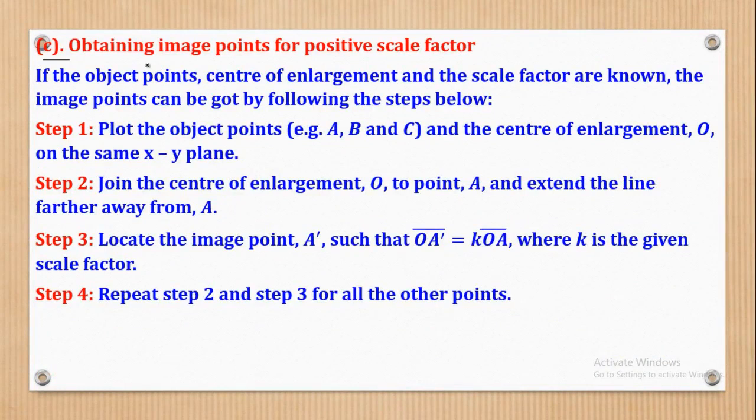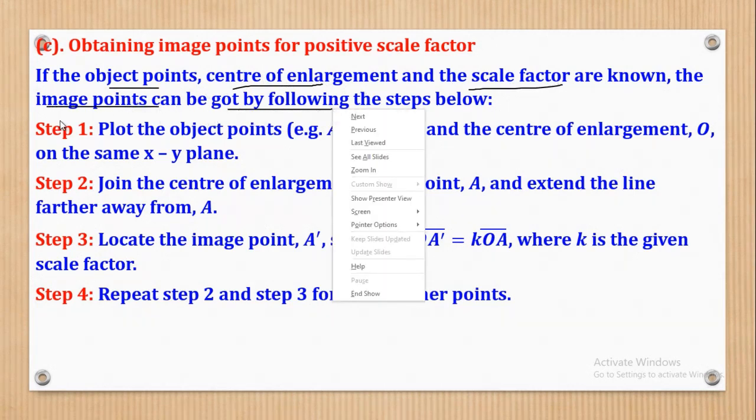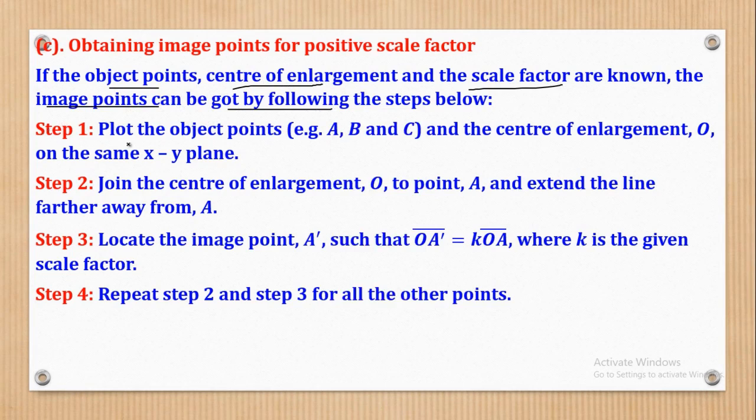Then part C, obtaining image points for positive scale factor. So if the object points, center of enlargement and scale factor are known, the image points can be got by following the steps below. So step 1, plot the object points and the center of enlargement O on the same graph. Then step 2, join the center of enlargement O to point A and extend the line further away from A.